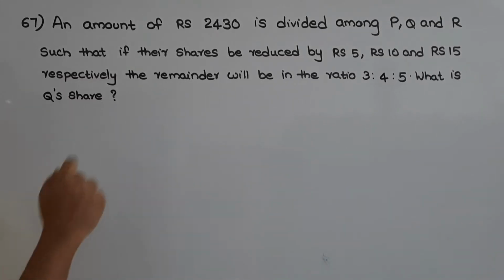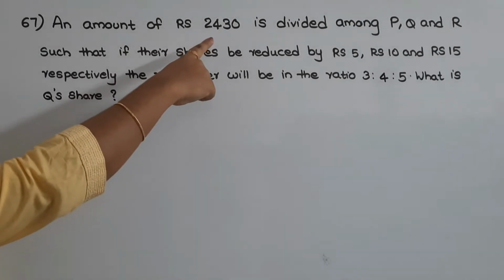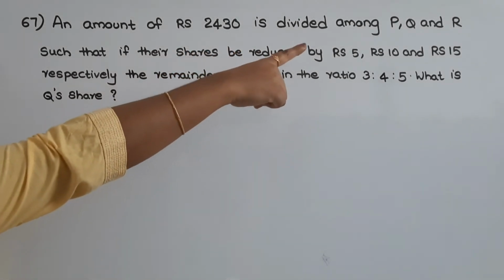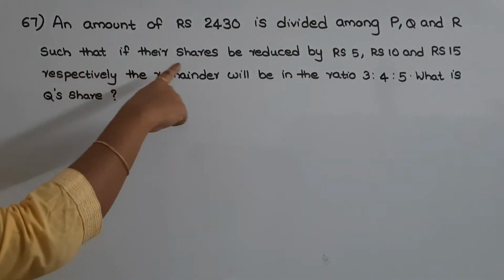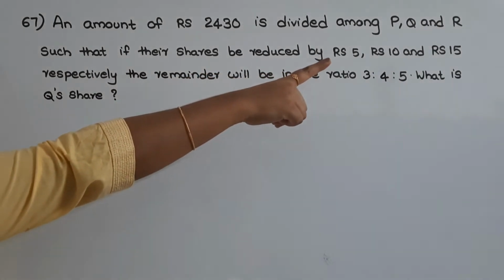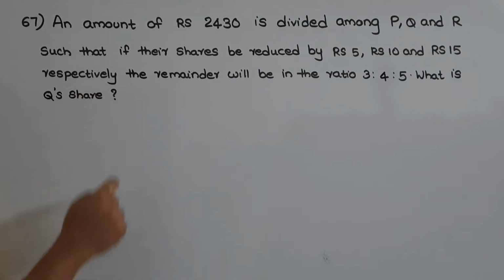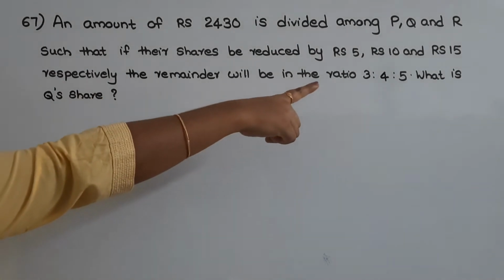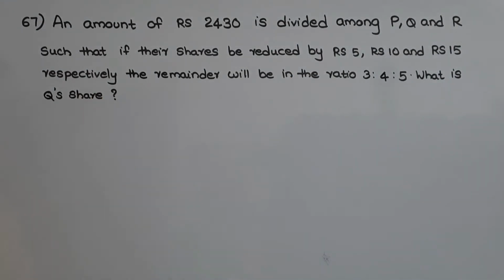The next question is, an amount of rupees 2430 is divided among P, Q and R such that if their shares are reduced by rupees 5, rupees 10 and rupees 15 respectively, the remainder will be in the ratio 3:4:5. What is Q's share?